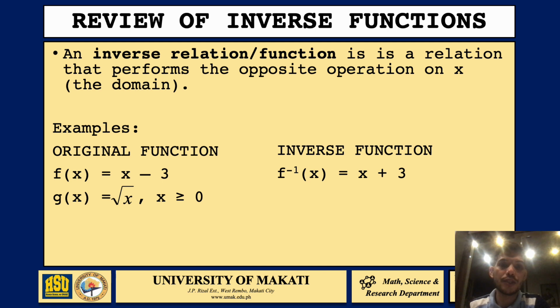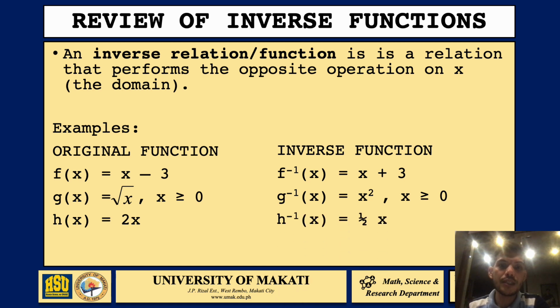Another example is g of x equals square root of x, where x is greater than or equal to 0. Its inverse function is g inverse of x equals x squared, where x is greater than or equal to 0. As you can see, the opposite of square root is the square. Another example is h of x equals 2x. Its inverse function is h inverse of x equals 1/2 x.